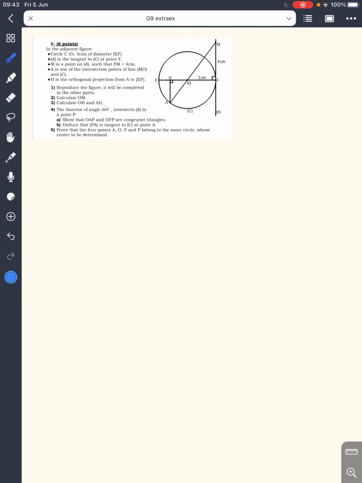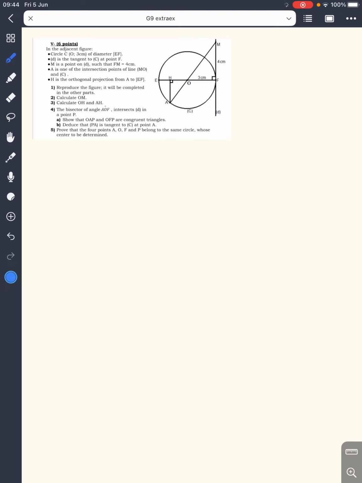Hello, now we will solve an extra exercise about geometry. It includes the Pythagorean theorem, Thales theorem, congruent triangles, and circle, circumscribed quadrilateral. Let's start. In the figure here, we have a circle C of center O, radius 3 centimeter.